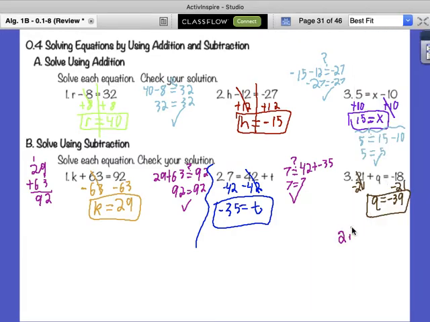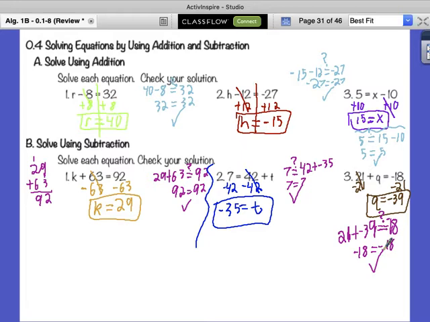So 21 plus negative 39 equals negative 18. So 21 and negative 39, same or different signs? Different. So we subtract 39 minus 21. 18. Okay, 9 minus 1 is 8. 3 minus 2 is 1. 18. But it's negative because 39 is bigger. Does negative 18 equal negative 18? Yeah. Checks out. Questions on these?